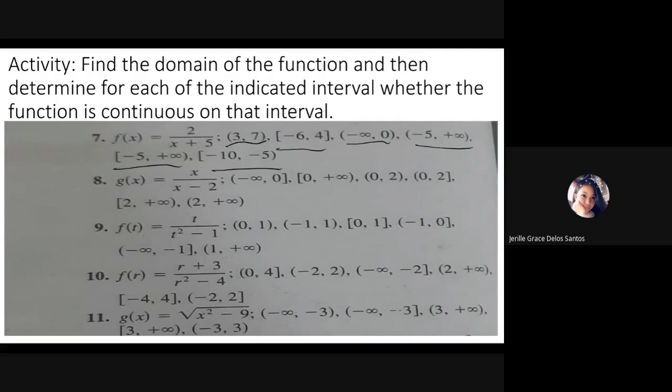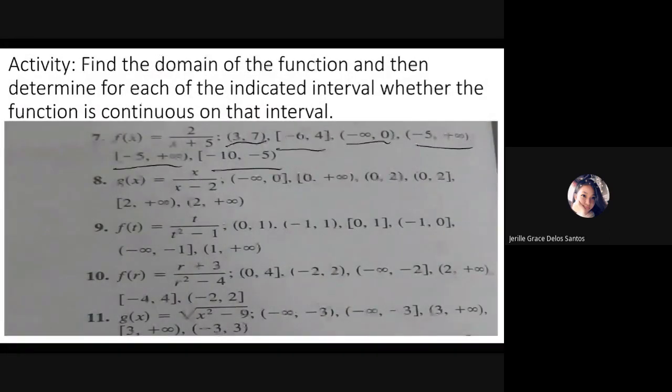So say for example, number 7, f of x is equal to 2 over x plus 5. Is it continuous at (3, 7)? f of x is equal to 2 over x plus 5. Is it continuous at (-6, 4)? f of x is equal to 2 over x plus 5. Is it continuous at (-5, positive infinity)? Or is it continuous at (-5, 8)? Did you get my point, Jessica? So hindi yung nasa gilid ang pagpipilian ha. Lahat yan i-state nyo kung yan ba ay interval, yan ba ay continuous doon sa binigay na function.